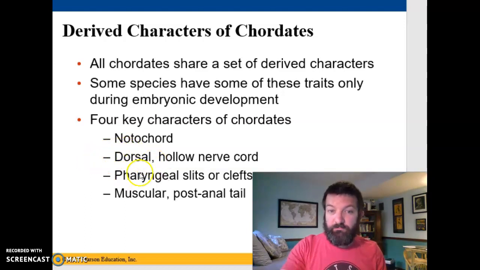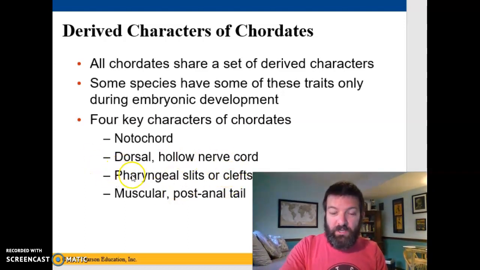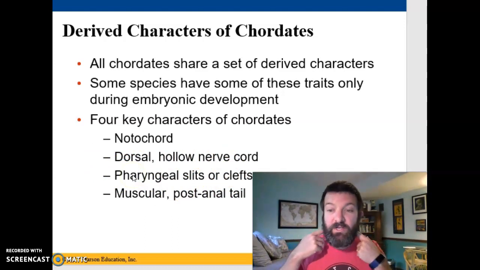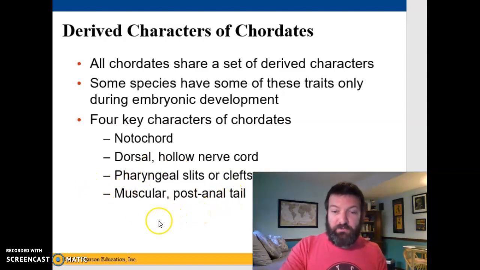And note that it's dorsal. Right? Most of the animals that we've looked at so far have had ventral nerve cords, if they've had a nerve cord at all. Right? Jellyfish, for instance, have no nerve cord, just a distributed nerve net. Pharyngeal slits or clefts. So the pharynx is the throat, so some slits or holes in the pharynx, which a lot of organisms use for gills, for instance. So you might think of these as gills, although other organisms use them for filter feeding. And then muscular post-anal tail, which is exactly what it sounds like. So muscular tail behind the anus.